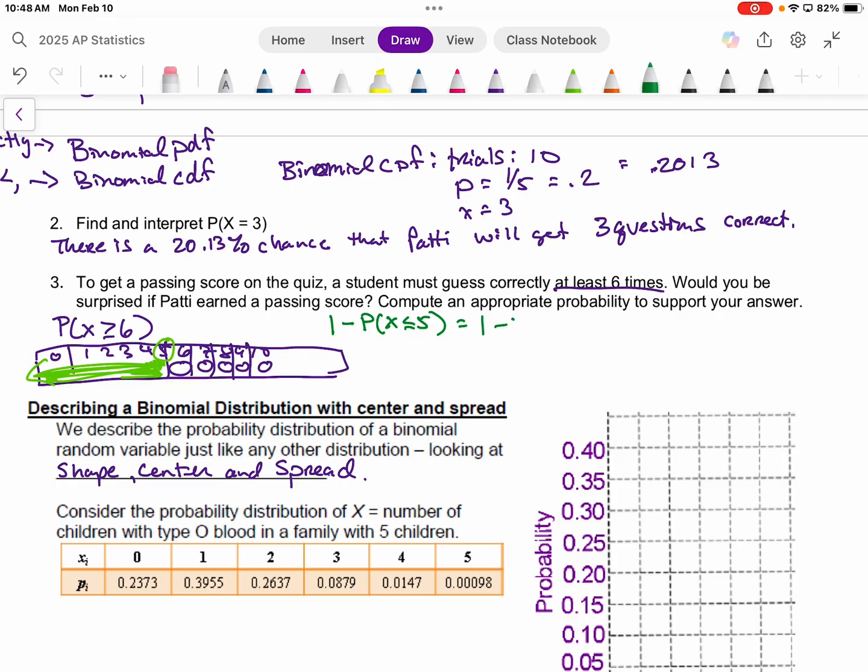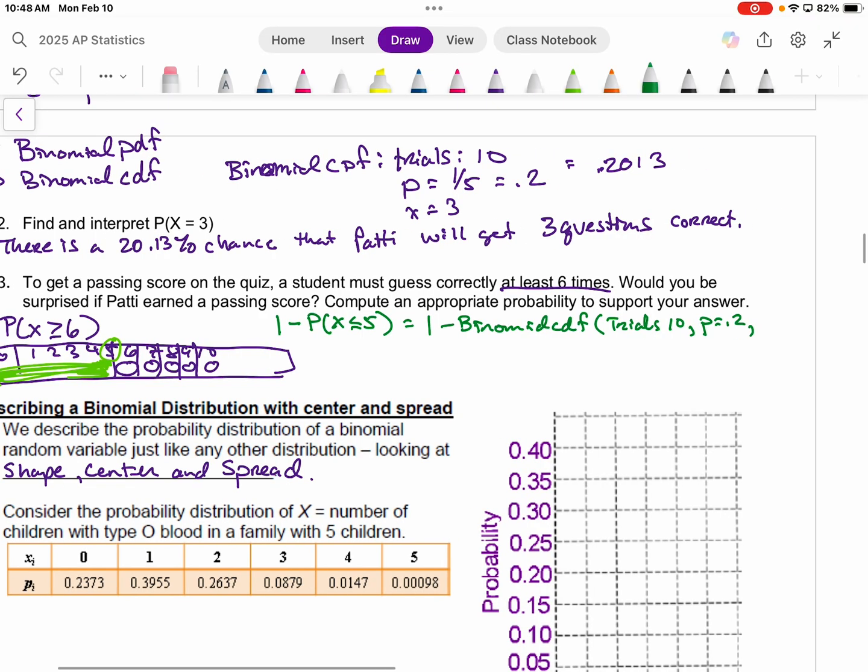I'm going to do 1 minus a binomial CDF. My trials, again, is still 10. My probability of success is still 0.2. Now, I want my x value to be 5. I want it to take all the columns 0, 1, 2, 3, 4, 5, add up those probabilities, and then subtract that from 1. And that's what I'm going to type into my calculator.